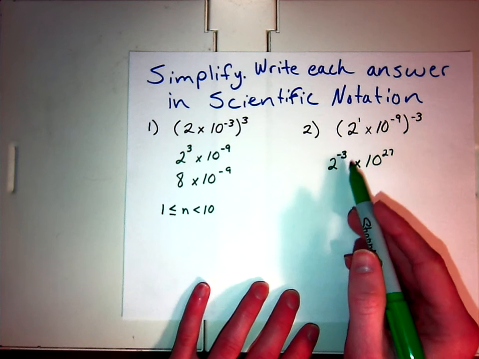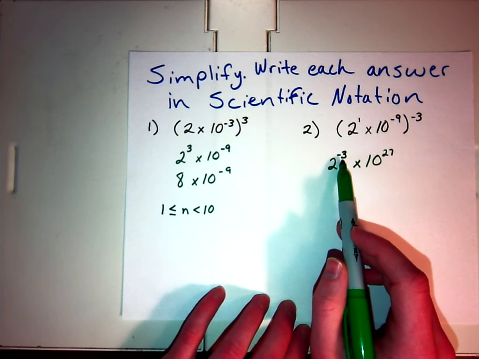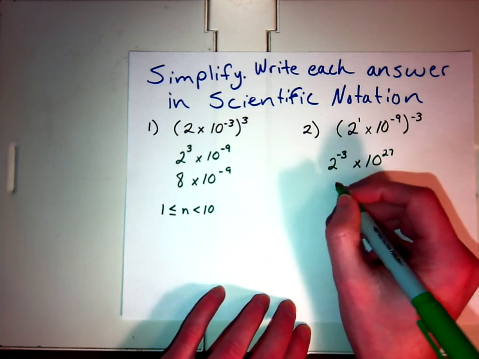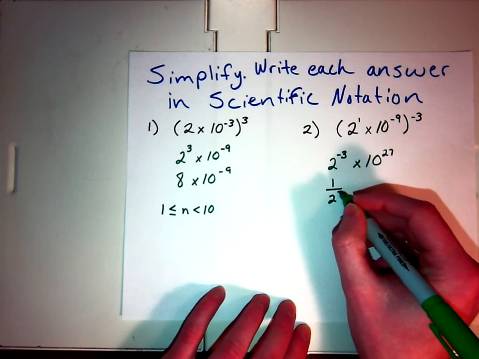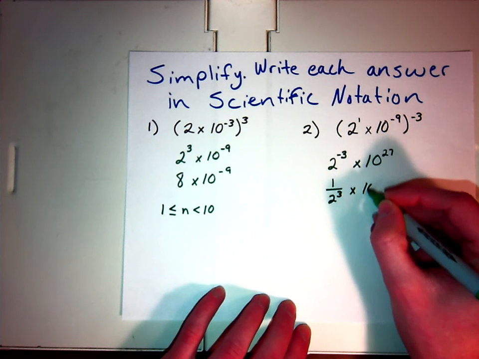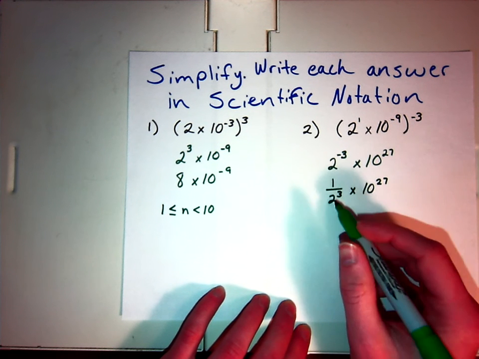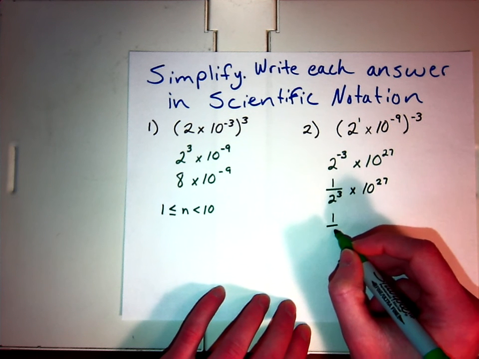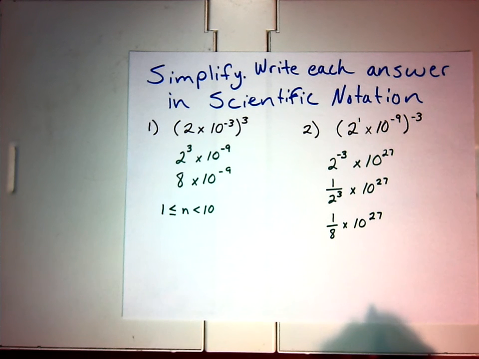So if we remember that any base raised to a negative exponent could be written as a positive exponent like this, right? If it's in the numerator, it would go down to the denominator. Times 10 to the 27th power. But that's still not scientific notation form. So we can continue to simplify. 1/8 times 10 to the 27th power. Okay. But that's still not scientific notation because we need it in decimal form, and then we need the number to be between 1 and 10.